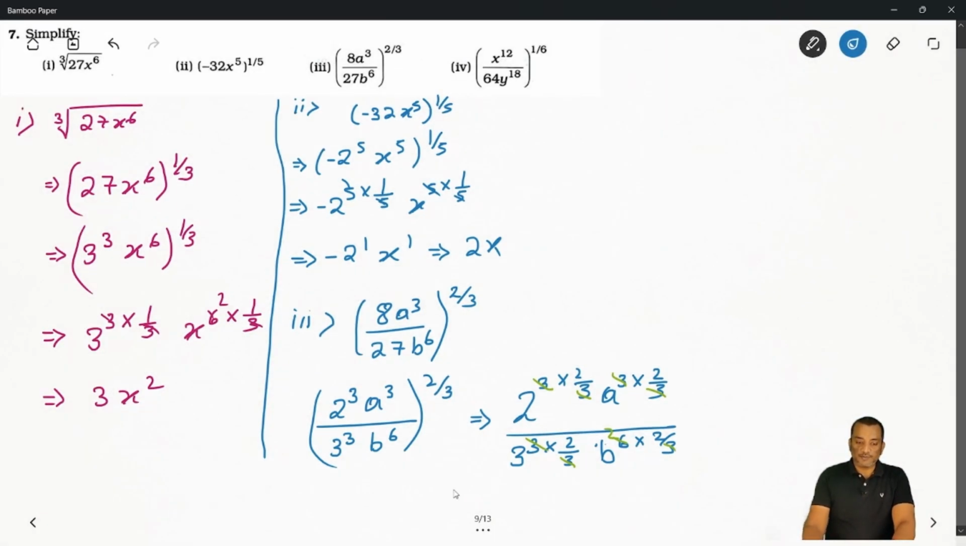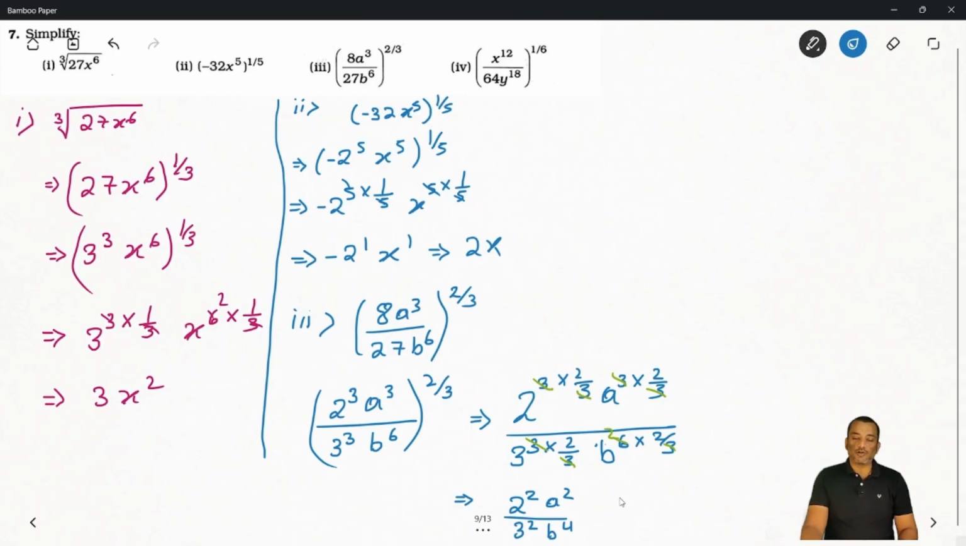So the final answer you are getting is 2 to the power 2 a square by 3 square by b to the power 4. Okay, so here you can solve this one. So you can directly get the answer. So you can solve this one. So you will get 2 square, you will get 4a square, and 3 square you will get 9, and b to the power 4. Okay, hope it's clear. Now let's solve the next one, that is the fourth one.